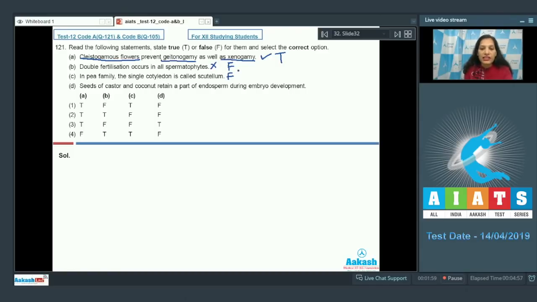The single cotyledon is called scutellum in case of grasses, the monocot family. D. Seeds of castor and coconut retain a part of endosperm during the embryo development. It is a true statement. Why? Because the seeds of castor and coconut are endospermous. They are albuminous. They have endosperm. So this is true. So true, false, false, true. So the correct option for the given question is option number 3. Let's move to the next question.